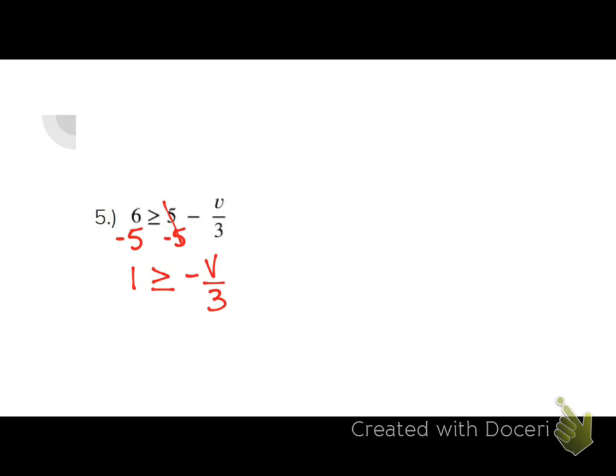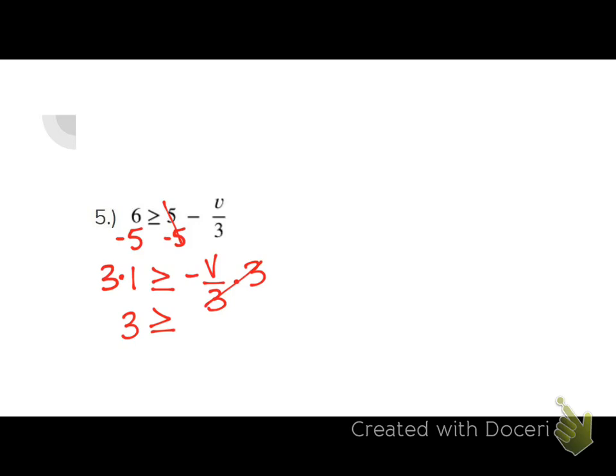Questions so far? Next step. Okay. We can multiply both sides by 3. That would be a good step. So we multiply both sides by 3. 3 times 1 is 3. Do I need to flip my symbol yet? No. We multiplied by a positive, so we don't have to flip it.